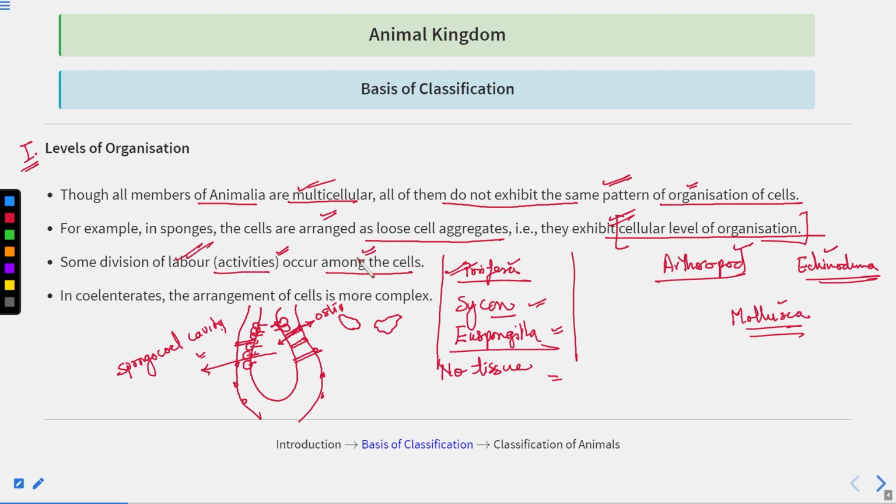So in coelenterates, now if you talk about the coelenterates, the arrangement of cells is more complex. As you move from one phylum to another, the complexity is more. They are more advanced than the previous one. So they have a new type of arrangement of cells, and that is quite complex if you compare it with the poriferans. Okay.